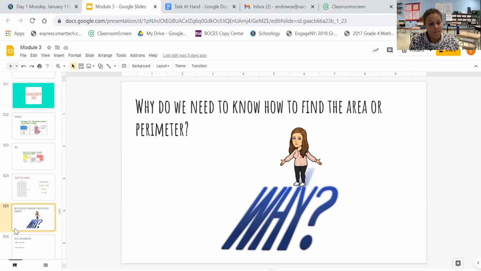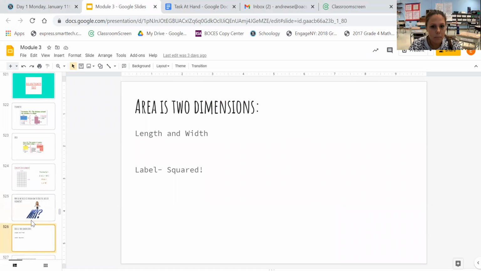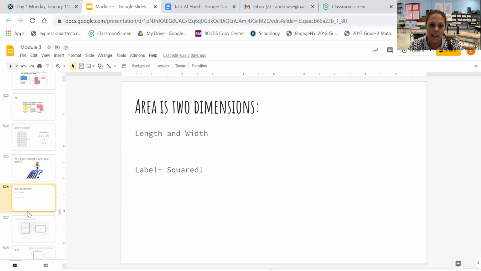My mom has a garden, and last year they put a fence up around the perimeter of the garden to keep animals out. So she needed to find the perimeter of her garden. Just examples of how we may see it. Just things to remind you, you have the length and the width, and make sure you always have your label when you're talking about area, that it's got to be squared because we're talking about multiple dimensions.